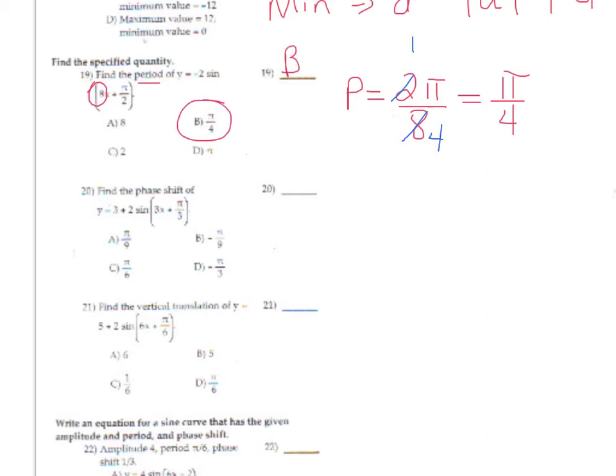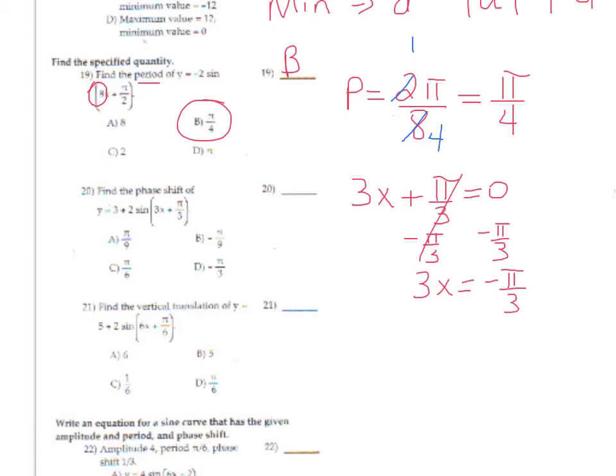That's B. Phase shift. For the phase shift, I just let the inside of the parentheses equal 0. Be careful here when you divide by 3. You first move the negative pi over 3, and then you're going to have 3x equals negative pi over 3. The best thing to do is to make it a proportion and cross multiply. That way you have 3x times 3, it's 9x. 1 times negative pi is negative pi. Divided by 9, x is negative pi over 9. And that is the phase shift. So it's B.